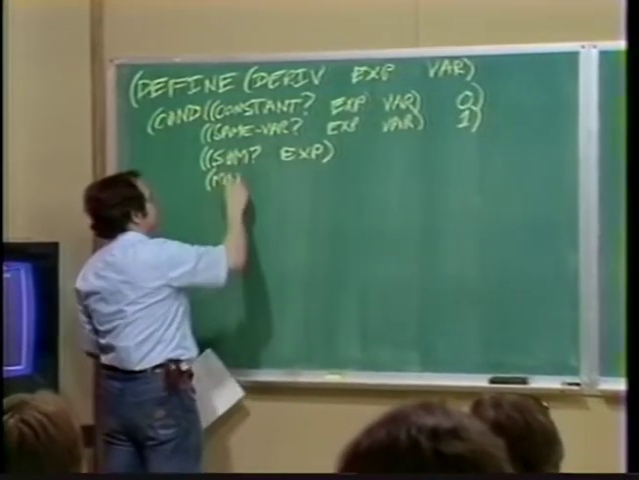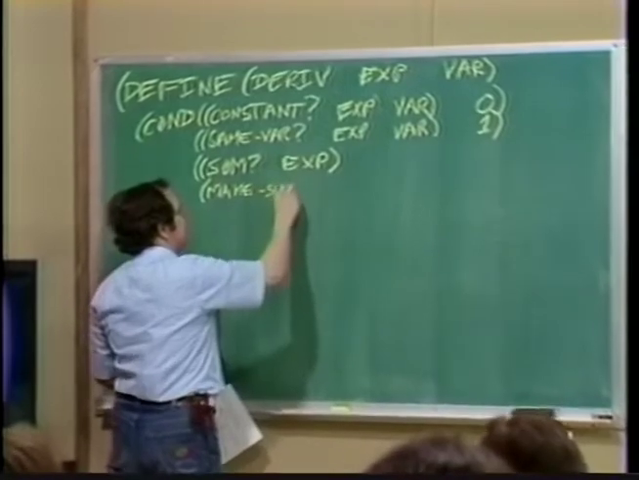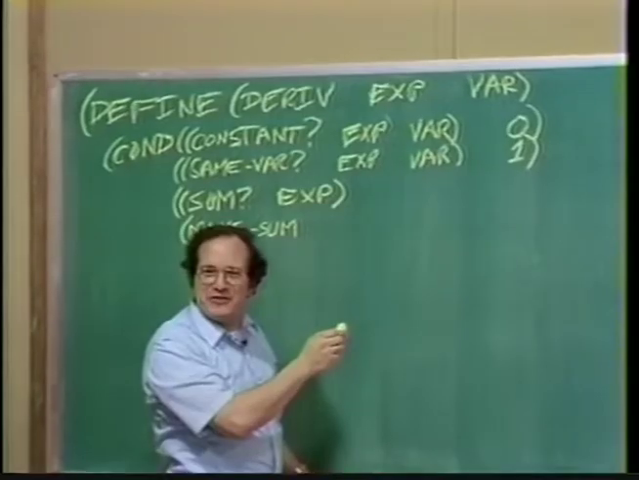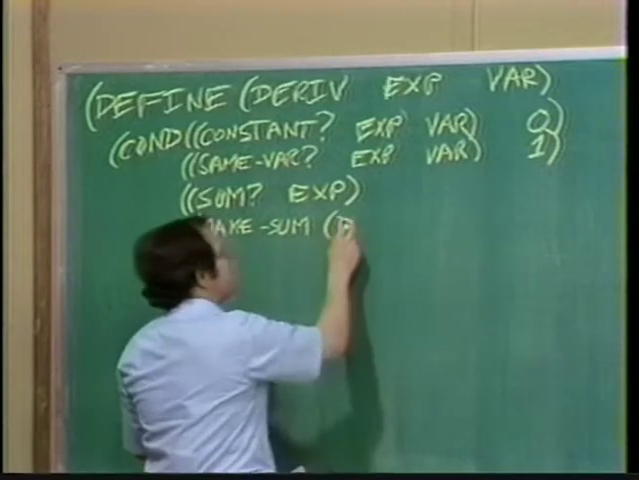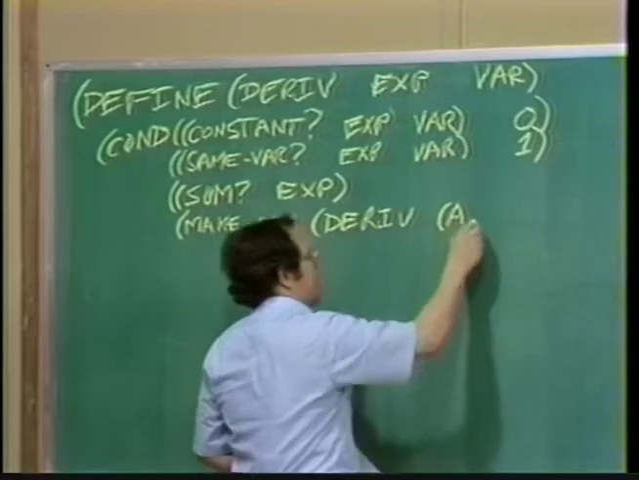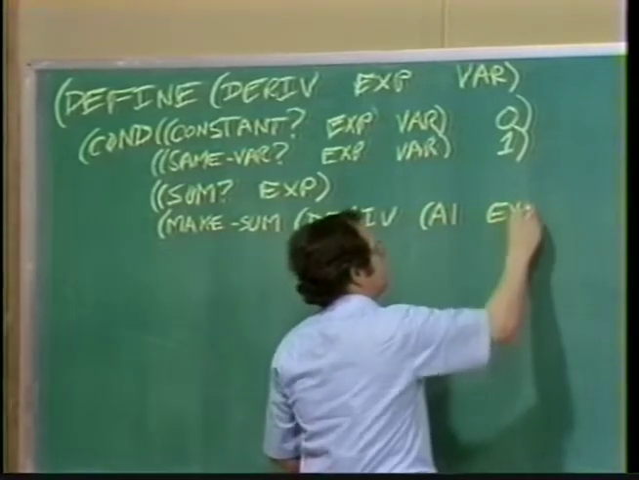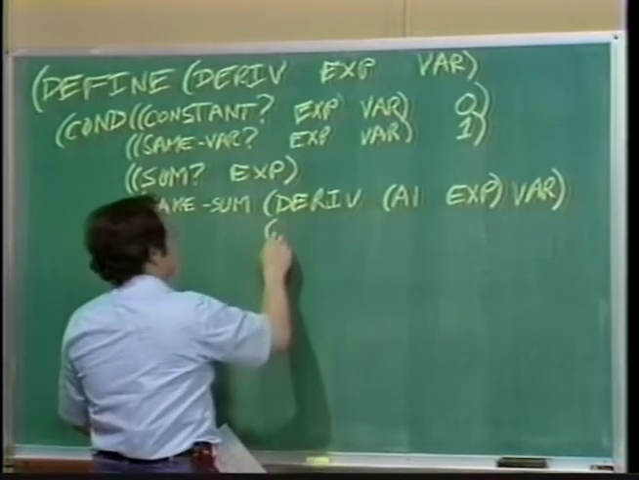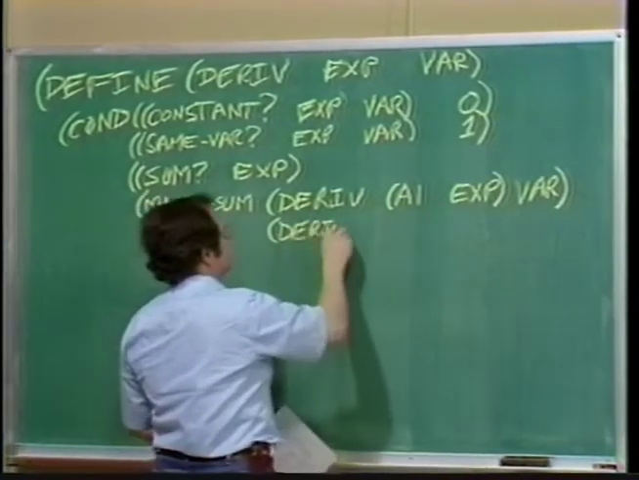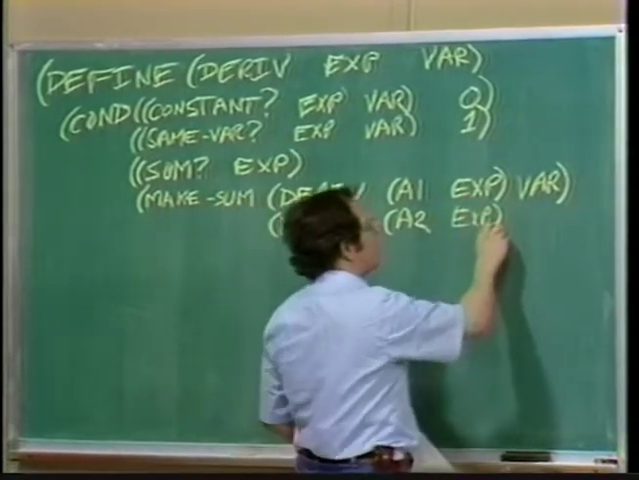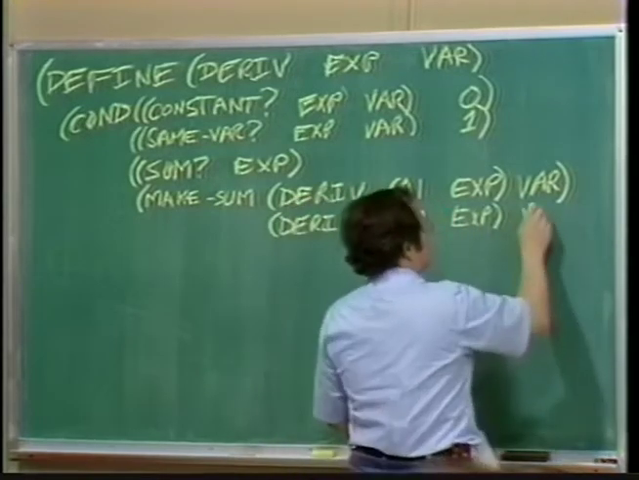I want to make a sum. Do you remember which is the subtrahend and which is the minuend? Or was it the dividend and the divisor? Or something like that. Make sum of the derivative of the A1, I'll call it, the addend, of the expression with respect to the variable, and the derivative of the A2 of the expression. Those are the two arguments of the addition with respect to the variable.